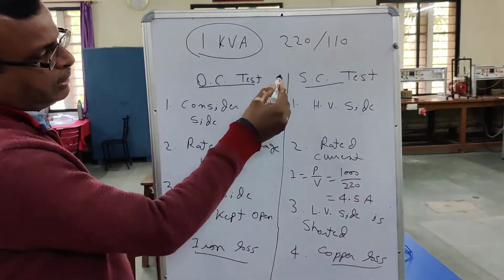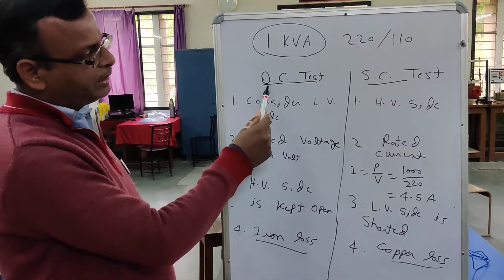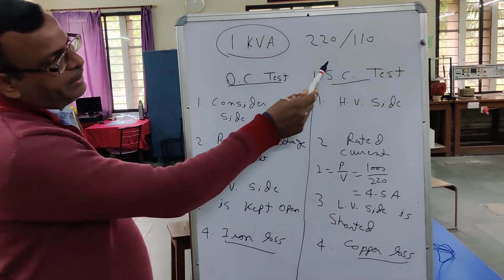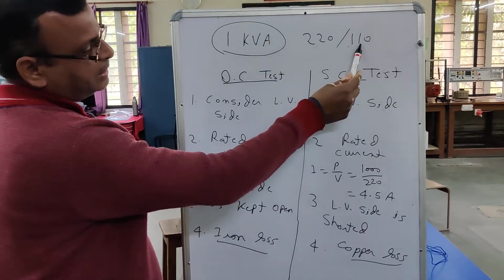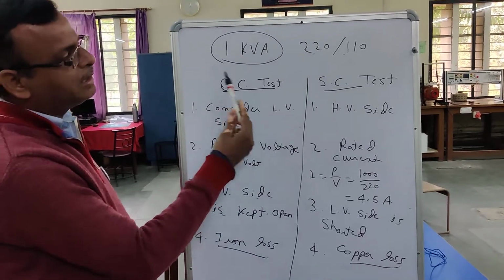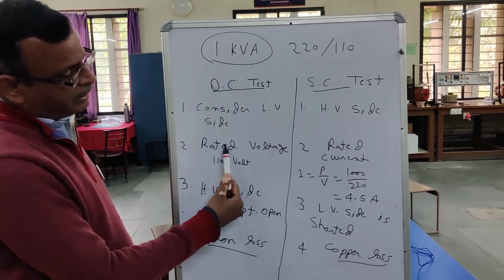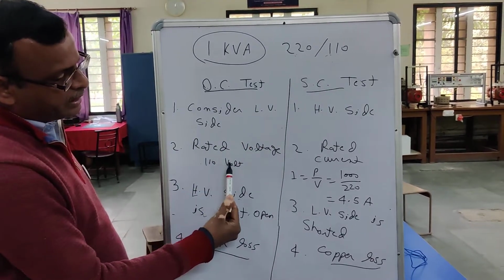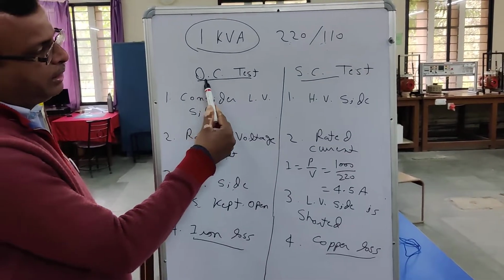There are some points you have to keep in mind when you perform the open circuit and short circuit tests. In this test, we consider the low voltage side. The secondary winding is the low voltage side, and this side acts as the primary, meaning supply is given to the 110 side and the high voltage side is kept open. That's why we call it the open circuit test. Second point, this test is performed at the rated voltage. The rated voltage of the low voltage side is 110. So you will keep these 4 points in mind when you perform the OC test.